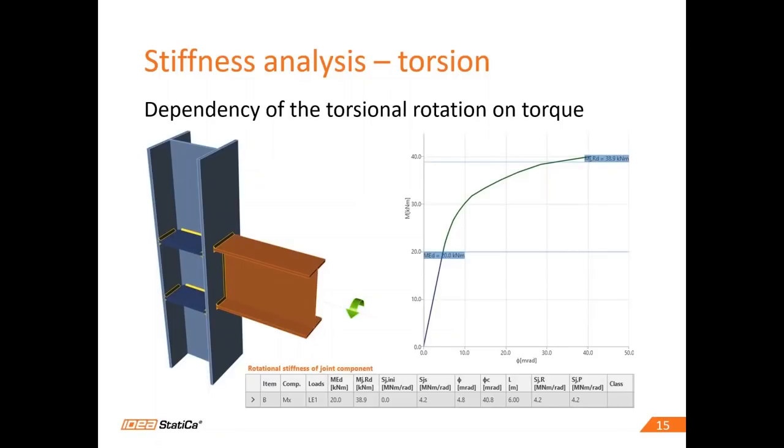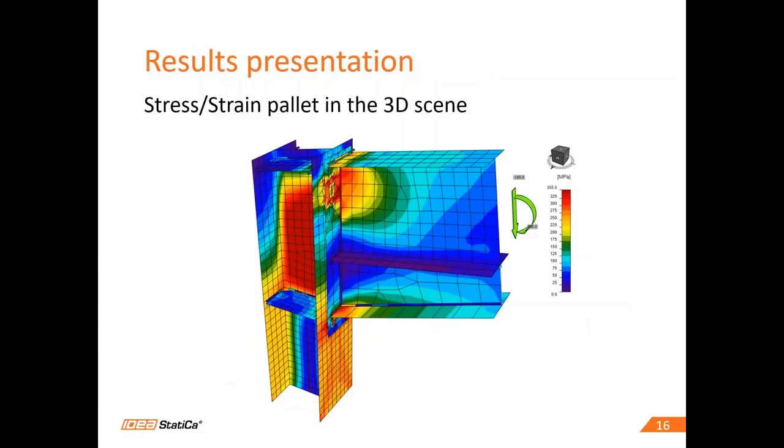Another new feature is the implementation of stiffness analysis in torsion. Now the IDEA StatiCa connection can calculate the dependency of the torsional rotation on torque moment, and it will give you some necessary information. Another one, a lot of people asked about this. We changed the position of the result palette from the separate window to the 3D scene, which improves the readability and improves the way we can control the results.